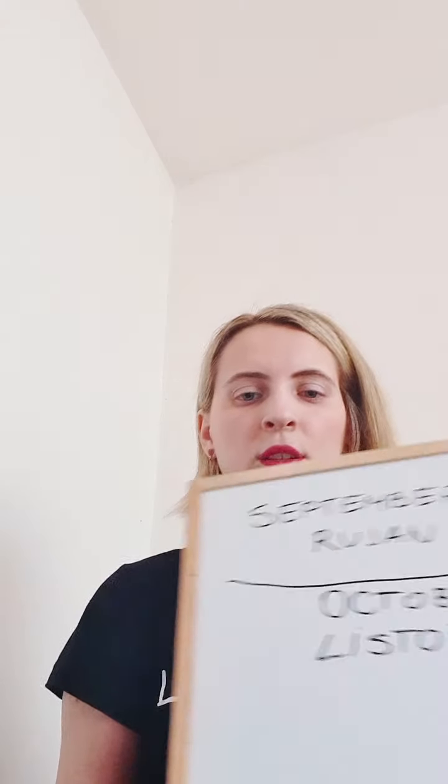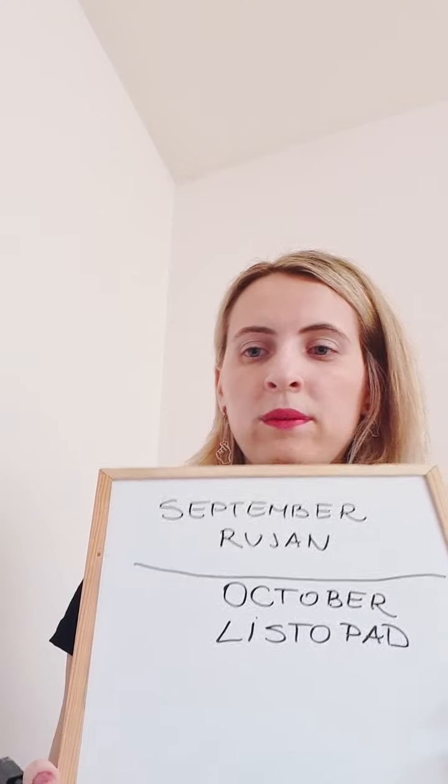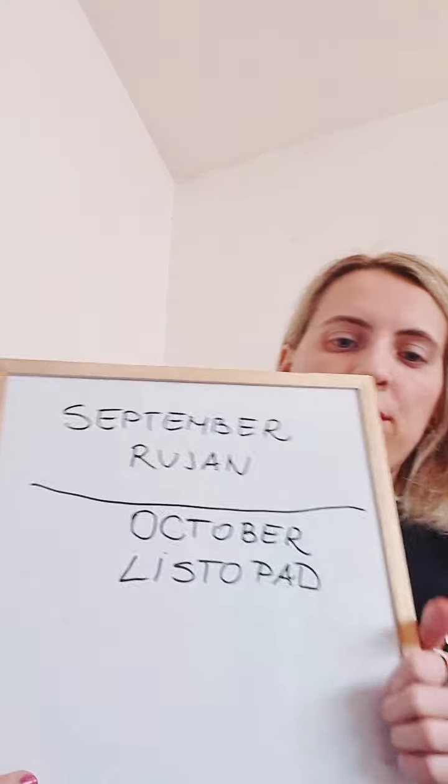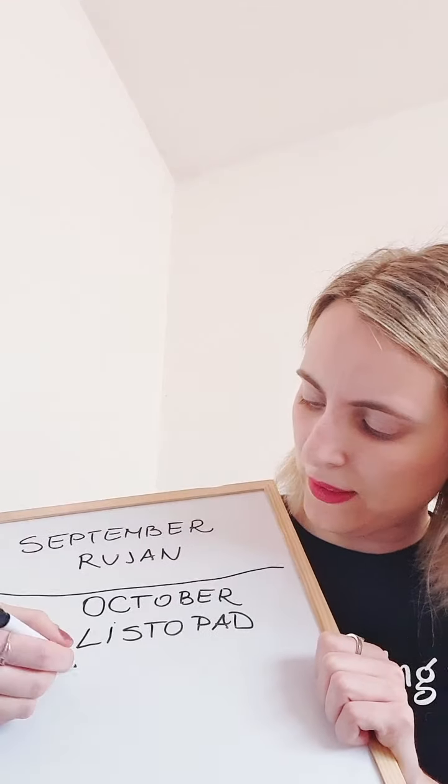Okay, then we have October, and October is actually really easy to remember because it makes sense in Croatian. It is listopad. And why does it make sense? Because in October the leaves are falling, right? And list is actually leaf. Okay, I will try to write.